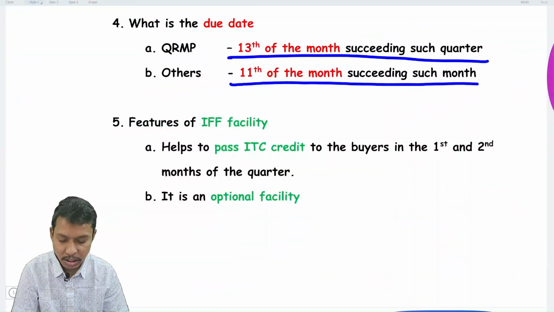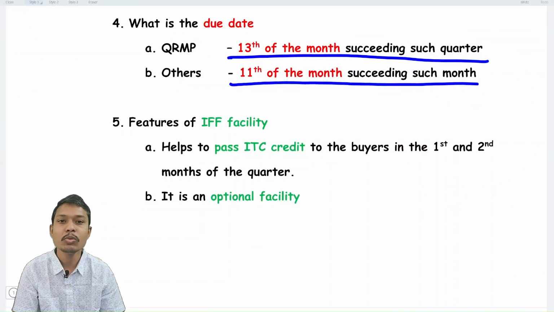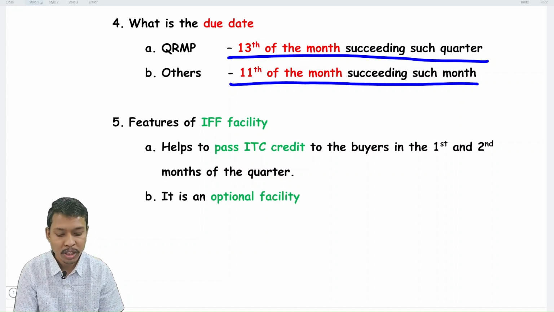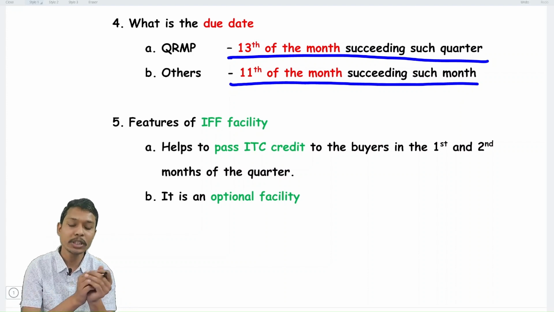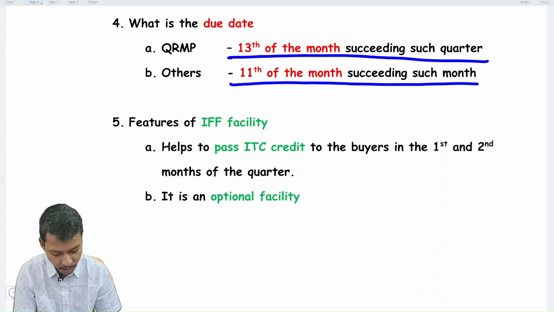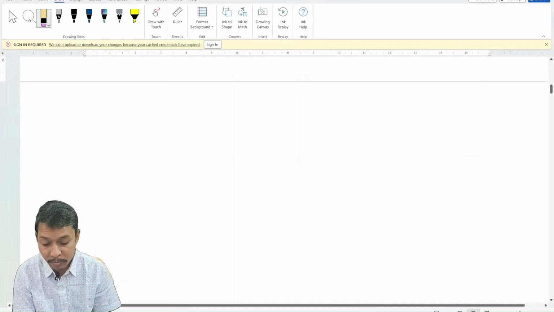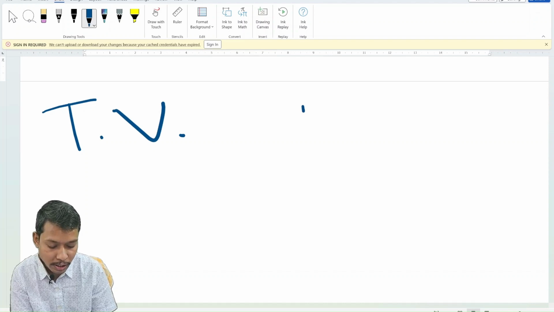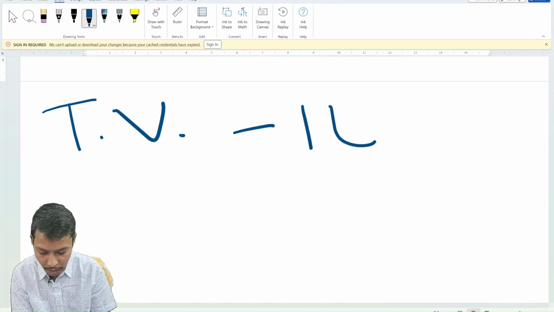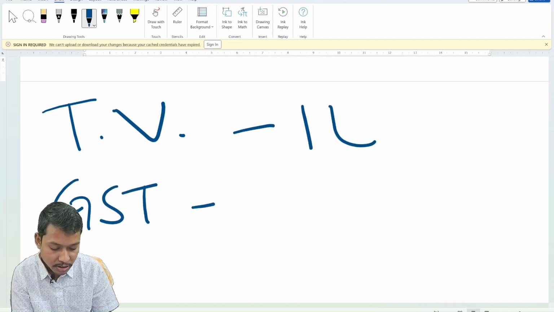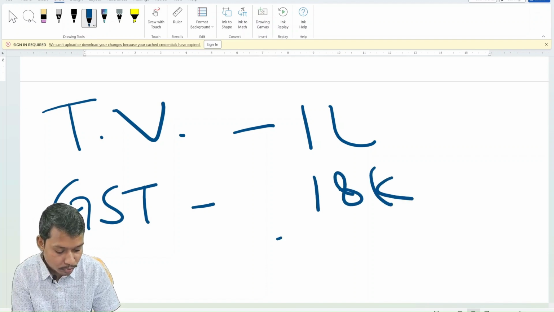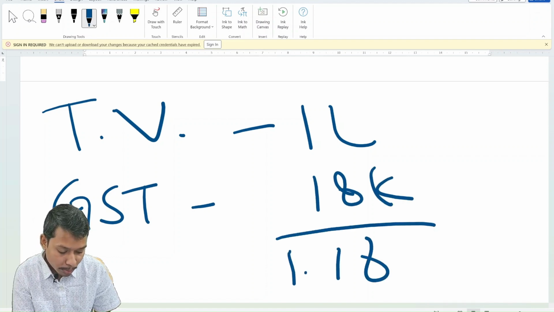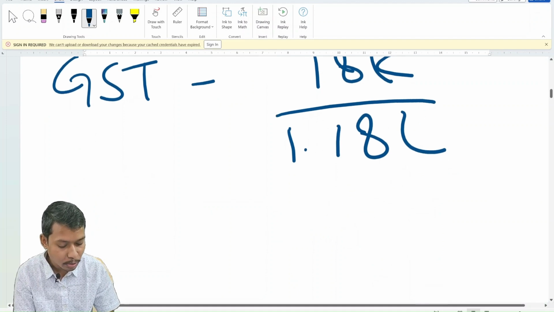The next topic is the IFF facility. So before understanding what the uses of the IFF facility are, let's understand the concept behind the department introducing the IFF facility. Let's understand the same with an example. For example, I have purchased a machinery worth rupees 1 lakh. The taxable value is 1 lakh, and the GST paid on the same is 18,000. Okay. The total amount I paid is 1.18 lakh to the taxpayer.